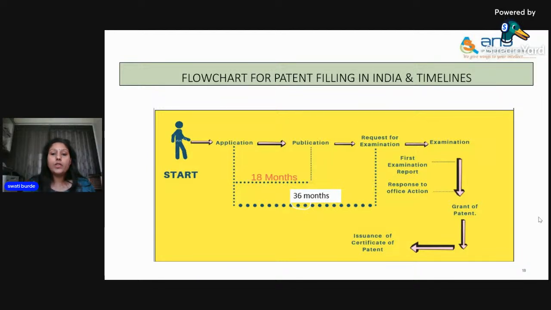So next is request for examination. Then we have to file a request for examination. It is filed on Form 18 and we have to pay the official fees to the patent office. Once the request for examination is filed, the patent office will process your application and send an examination report, FER, that is the first examination report. In that they will cite certain objections, and once we overcome those objections, the patent will be granted, and then you have to maintain that patent. You have to pay the renewal fees up to 20 years to keep that patent alive.